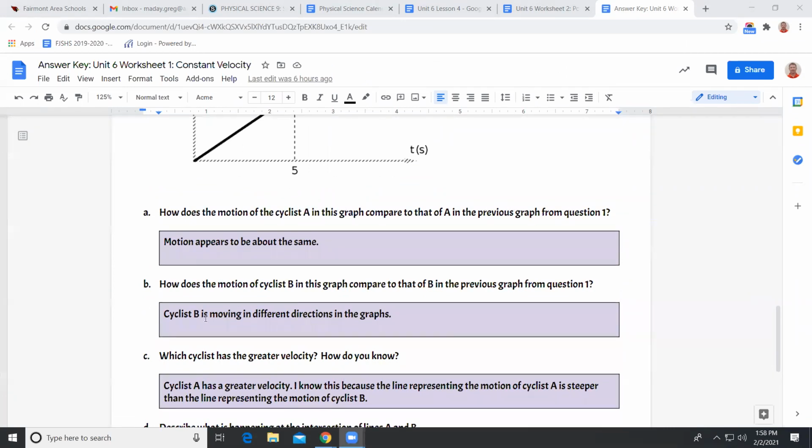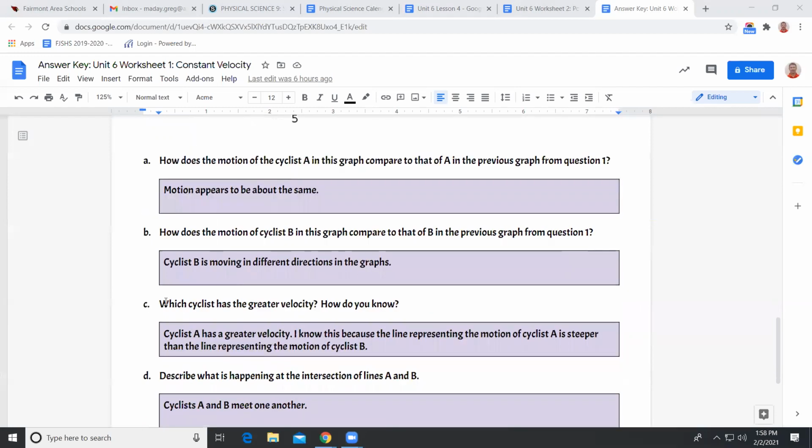So here it says, cyclist B is moving in different directions in the graphs. In graph 1, cyclist B has a positive slope, and then in graph 2, they have a negative slope, so they're moving in opposite directions. Okay, and C asks, which cyclist has the greater velocity, and how do you know?